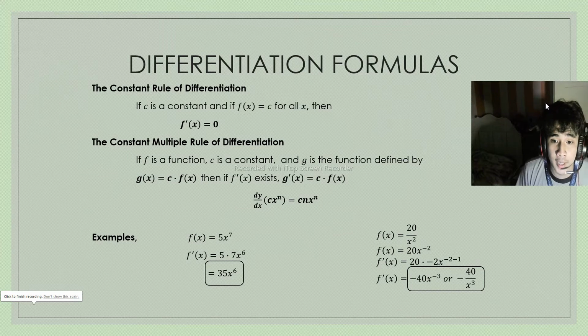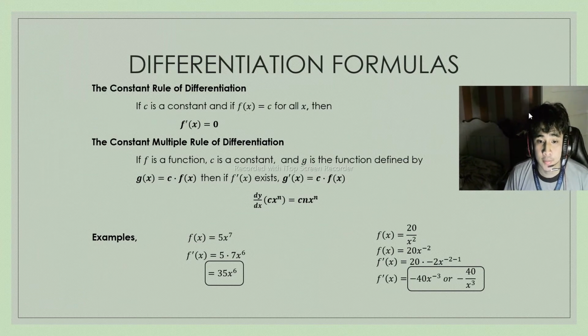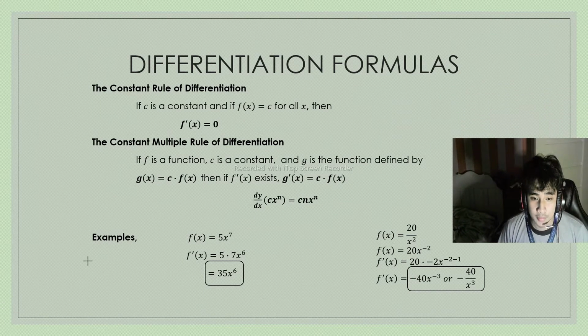So, we are now at differentiation formulas. So, the first theorem or rule, the constant rule of differentiation. If c is a constant and if f of x is equal to c for all x, then the derivative f prime of x is equal to 0. So, example dyan guys ay something like this. So, if we find the derivative of a constant, which is example 3, ang derivative niyan should be equal to 0. Ganun lang yun kasimple. Lahat ng mga constant, 1, 2, 3, 4, is equal to 0 pag hinanap niya na yung derivative.